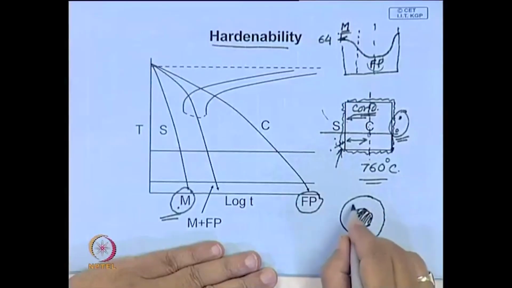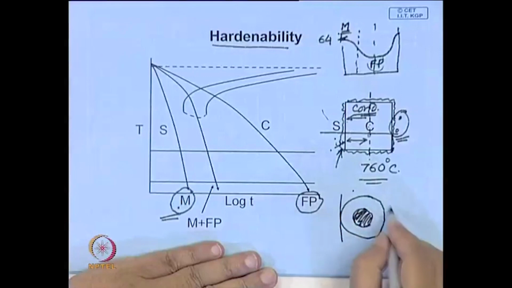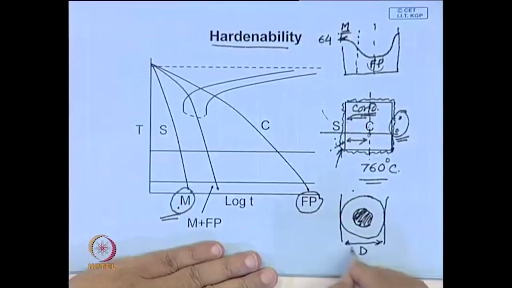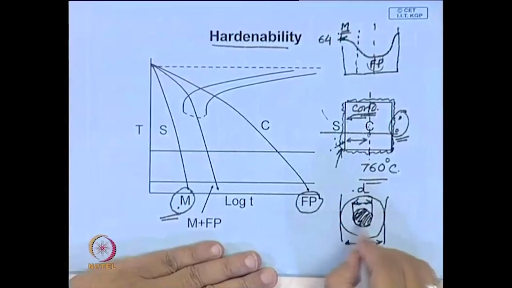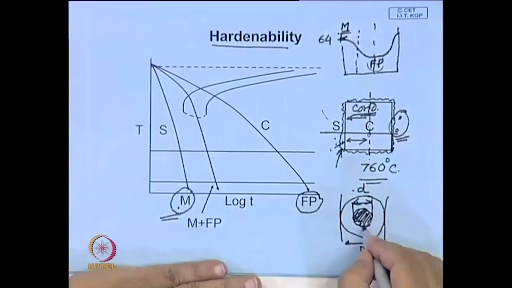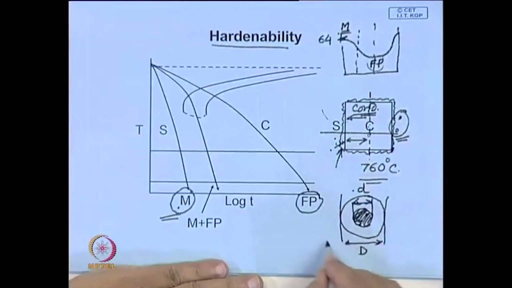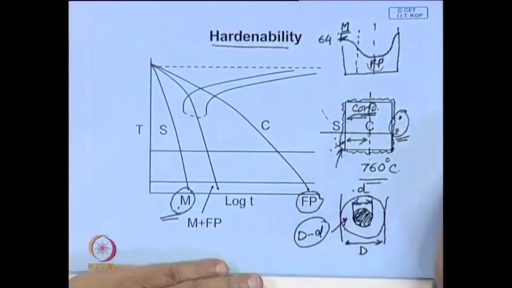So, what you can do, suppose you can measure this diameter, you can measure the diameter of the zone in which you have pearlitic structure or soft structure. So, in this outer periphery, this annular region which is D minus d, here you have the maximum hardness.